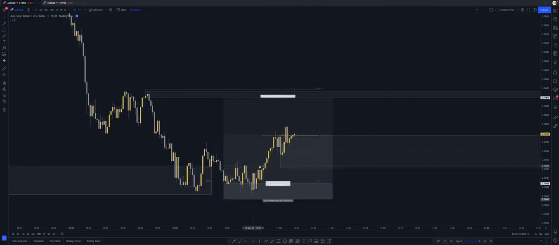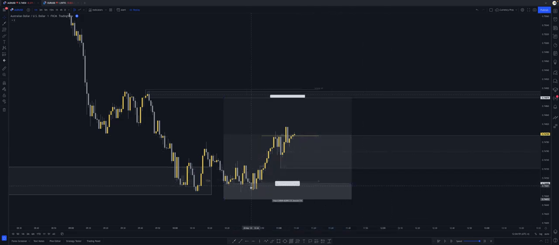Okay, so as you can see, we got another change of character, very minor one. I wouldn't even really pay attention to that, to be honest. But then we got a break of structure up here. As we can see, price is making higher highs. The indicator created a new zone, but it's obviously a massive zone. It's not something I'd be paying attention to. It was also based on just this minor break of structure with this candle right here. So it's not too significant, not something I would recommend trading off of.